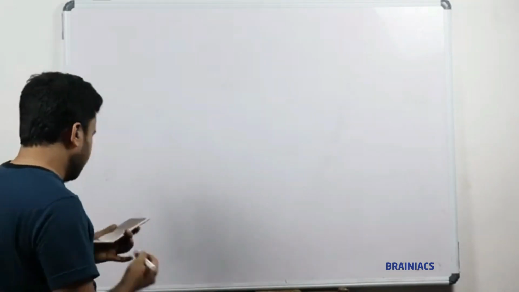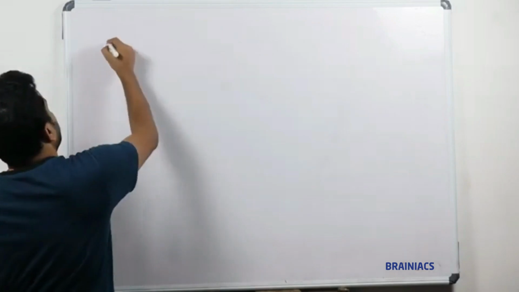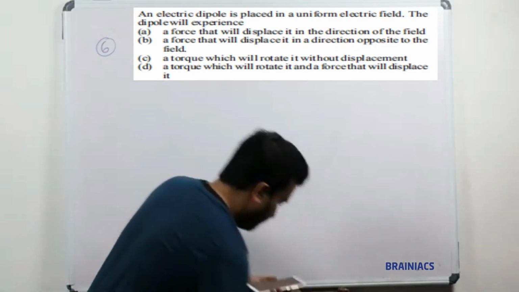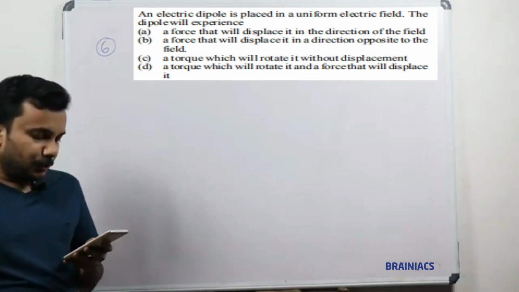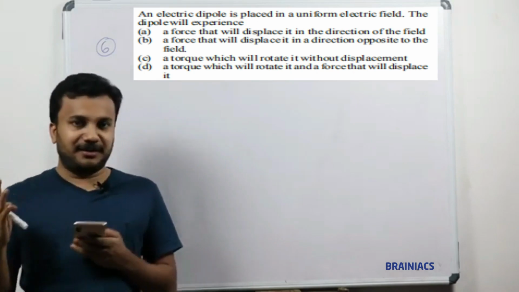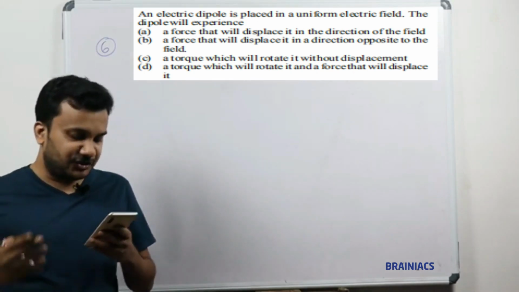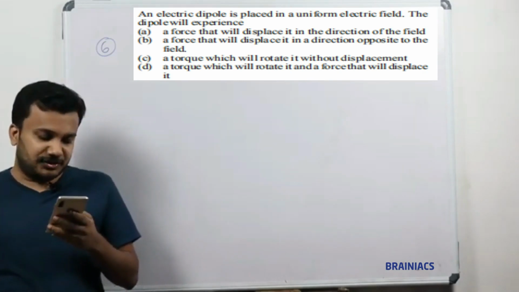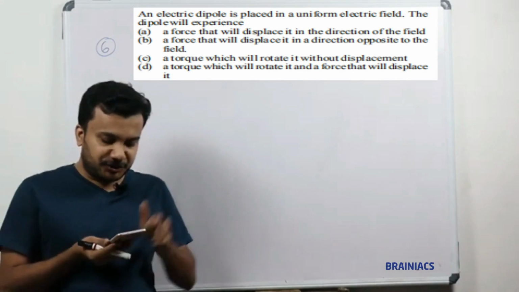Let's move to question number 6. What is question number 6 speaking about? An electric dipole is placed in a uniform electric field. This we have learned, right? An electric dipole is placed in a uniform electric field. The dipole will experience which of these options?